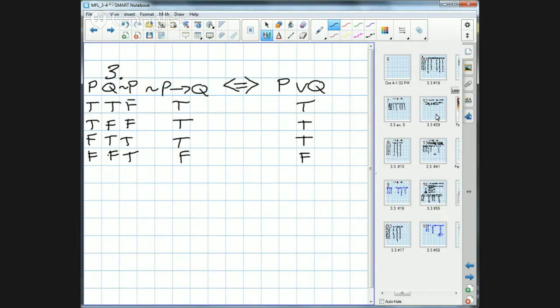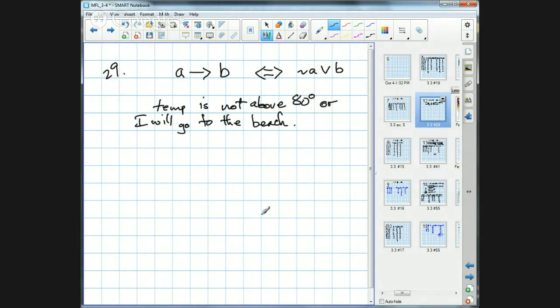If the temperature is above 80, then I will go to the beach. Okay? All right, so here's 29. The first thing I did is I symbolized it with P and Q. So, in other words, P stands for, hang on a minute.